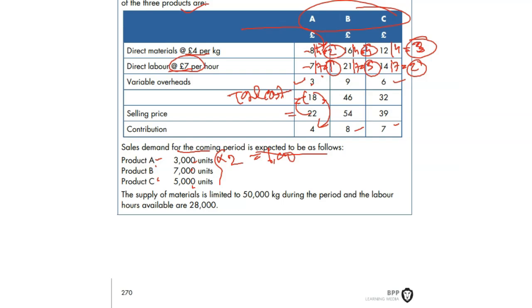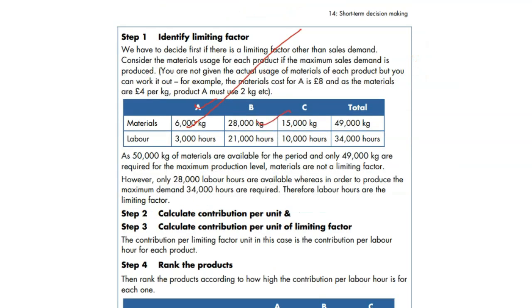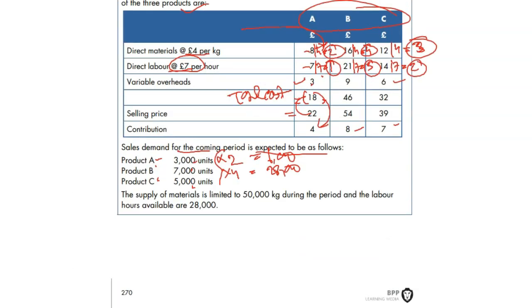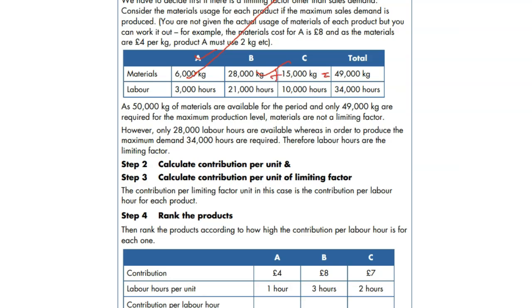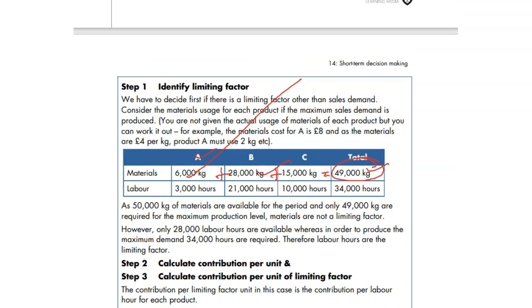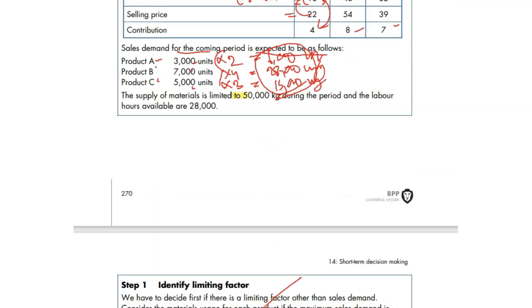So for B, you need how many kg? 4 kg per unit. So 28,000 kg needed. That's how you get the 28,000. And for C, we need 3 kg per unit, and 5,000 units, so we need 15,000 kg. If you add up all of them, 6 plus 28 plus 15 equals 49,000 kg. We need 49,000 kg. How much do we have available? 50,000 available, isn't it? So this is not your limiting factor. You already have it.